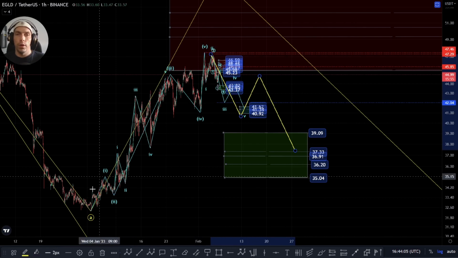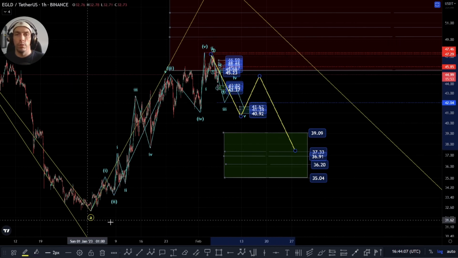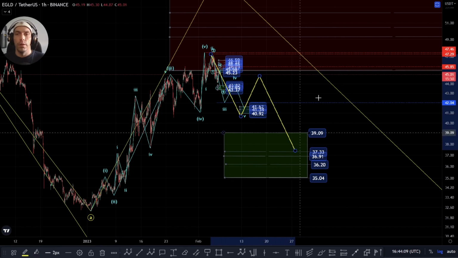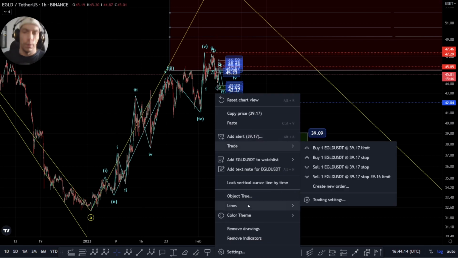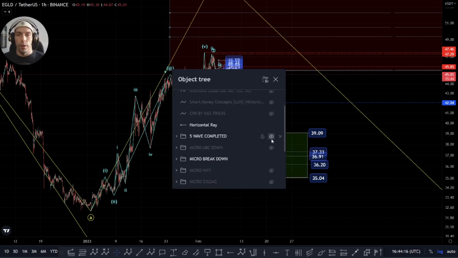So if we are counting this as a 5-wave move, it wouldn't be able to be in isolation, and we'd have to see this additional leg to the upside here to confirm it. Okay, so that's just looking at the 5-wave move. So that was looking at the breakdown.